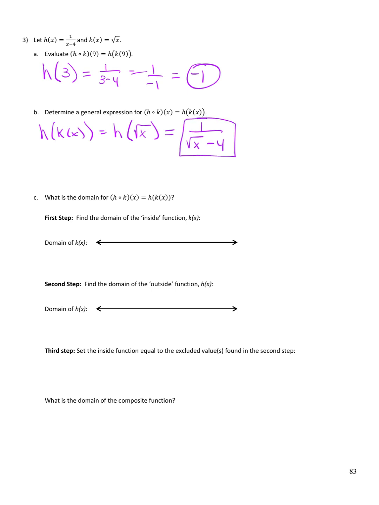And then I want to figure out the domain of H of K of X. So the first step is find the domain of the inside function. So K of X, which is square root X. And the domain of square root X is 0 to infinity. So I shade 0 to the right. There's my domain of square root X. Then find the domain of the outside function, which is 1 over X minus 4. So that is all real numbers except for 4. I can't put a 4 in there. So I put an open circle on the 4, shade everything else.